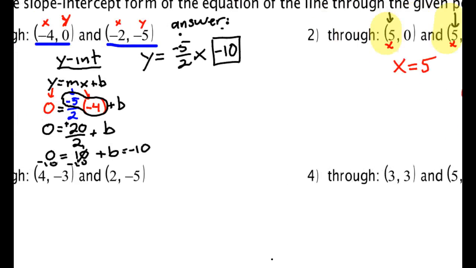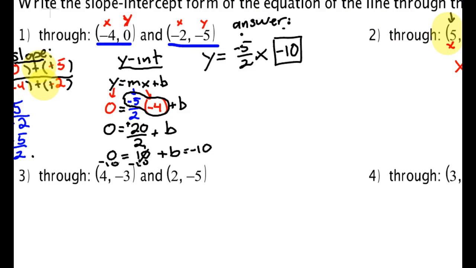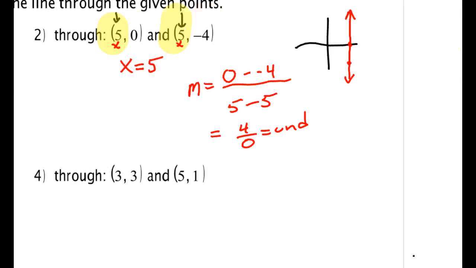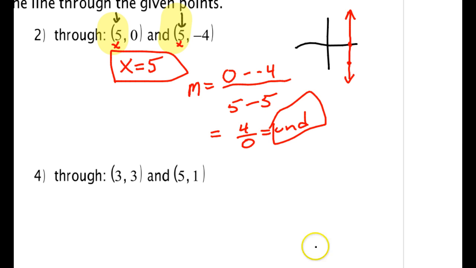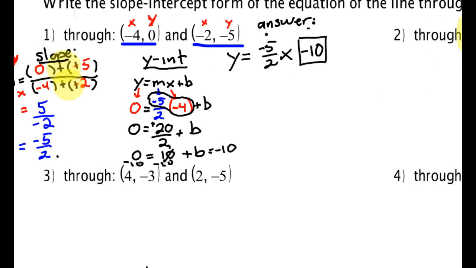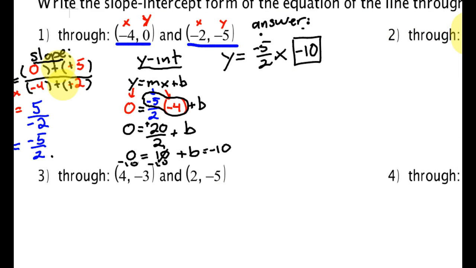All right. So now, any other problem? I think that's the only special case. No, the equation is x equals 5, but the slope is undefined. It doesn't ask you that in here. It just says write the equation of a line. But you want to know that it's undefined because there's a 0 on the bottom. Can't do that.